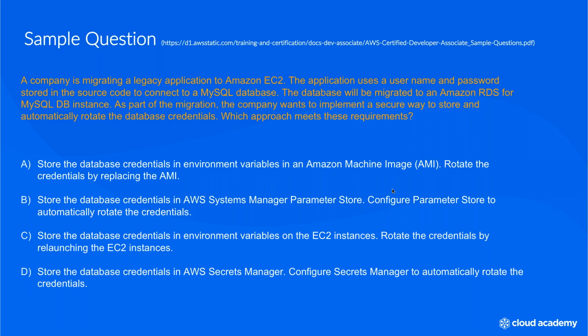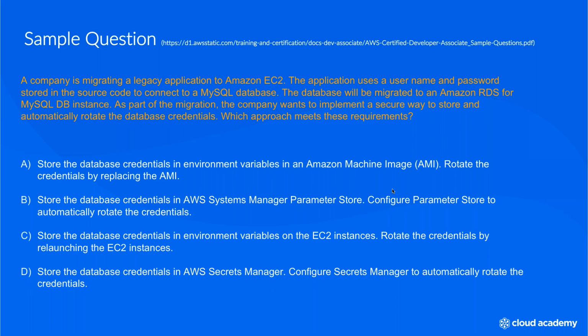C, store the database credentials in environment variables on the EC2 instances and rotate the credentials by relaunching the EC2 instances. Again, we don't really want to be storing anything on the instances themselves, and it doesn't really offer an easy and automatic way of rotation of our secrets. So again, this is out too.